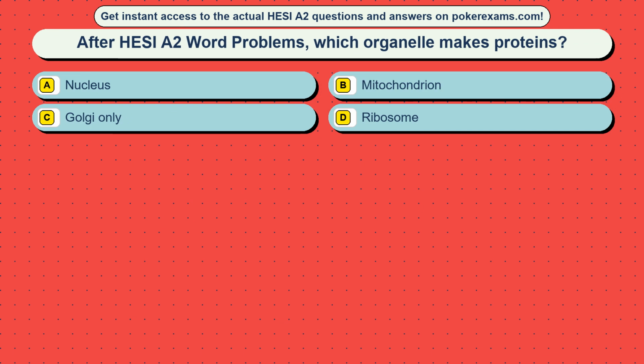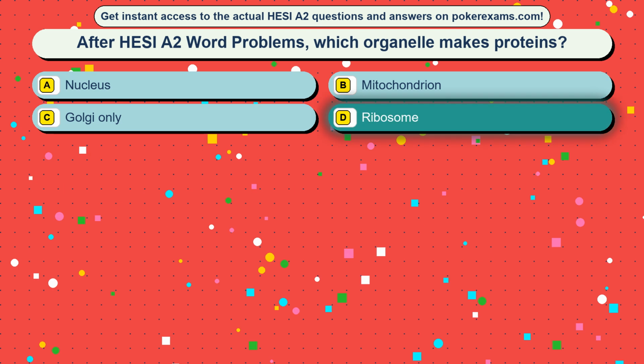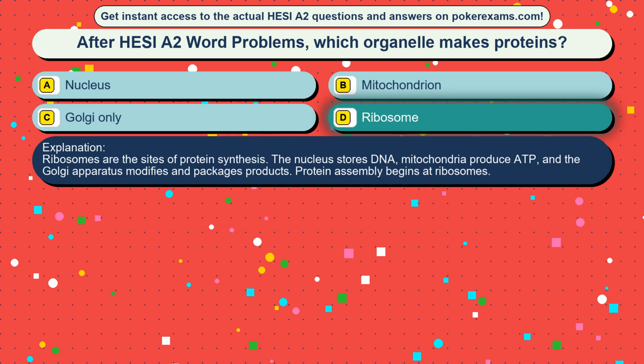Question 26. After HESI A2 word problems, which organelle makes proteins? Option A, nucleus. Option B, mitochondrion. Option C, Golgi only. Option D, ribosome. The correct answer is option D, ribosome. Ribosomes are the sites of protein synthesis.